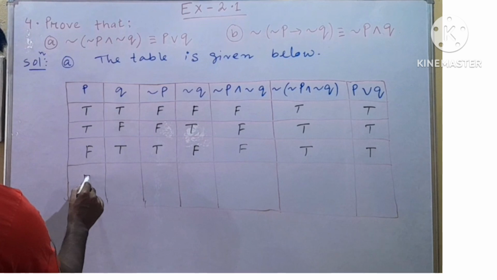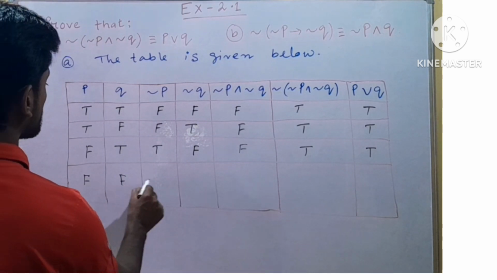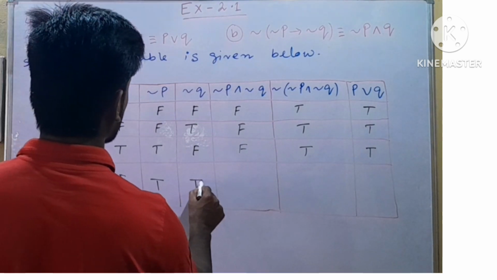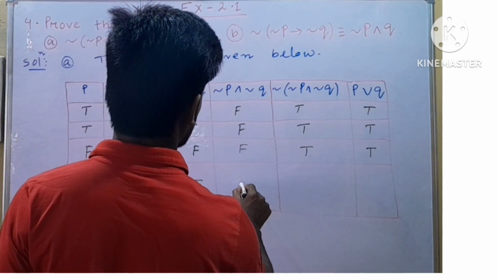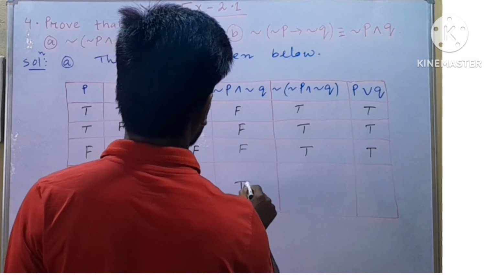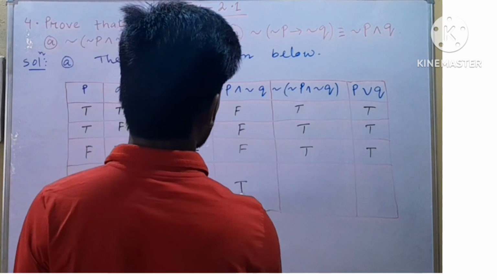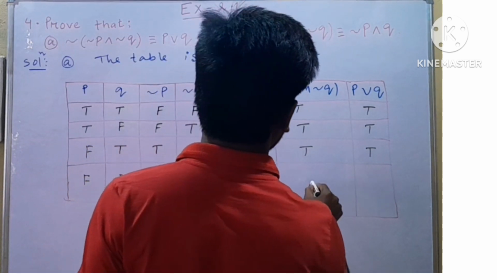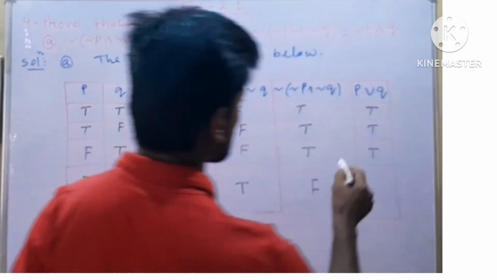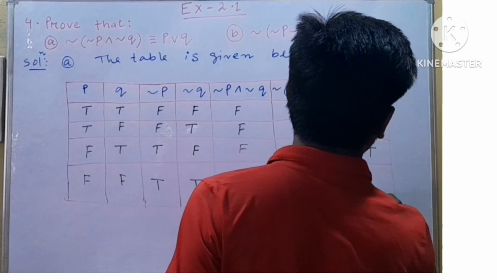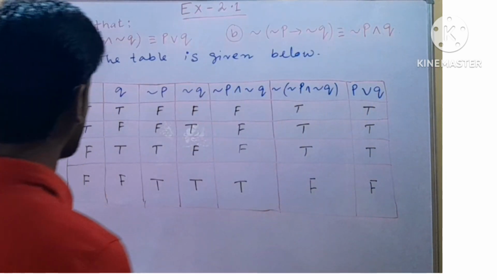Next we take P false, Q also false. Negation of P is true, negation of Q is also true, therefore negation of P conjunction negation of Q is true. Since this one is true, its negation will be false. Since P is false, Q is also false, the disjunction of P and Q will be false.